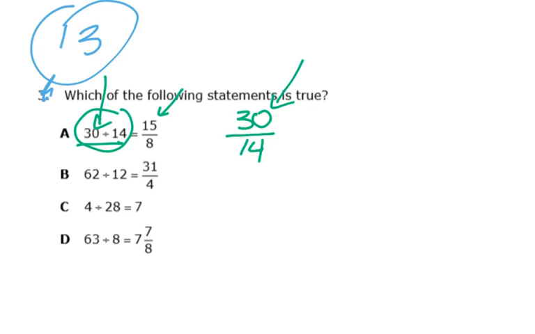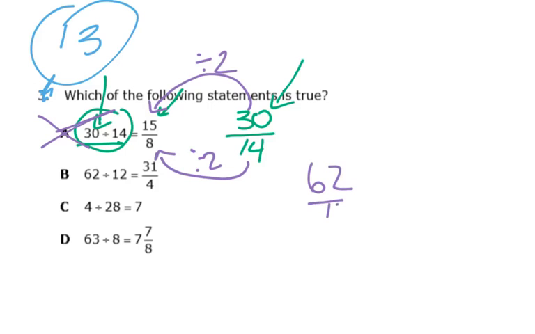All right, so now I'm going to ask myself, well, to get from 30 to 15, I'd have to divide by 2. If I divide 14 by 2, does that give me 8? No, it does not. That should have given me 7, so A is incorrect.